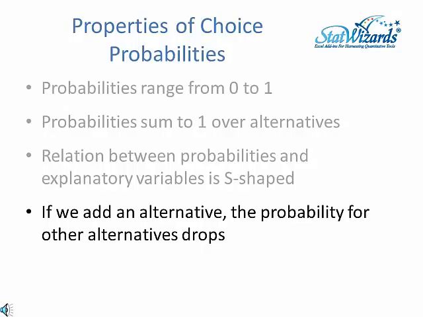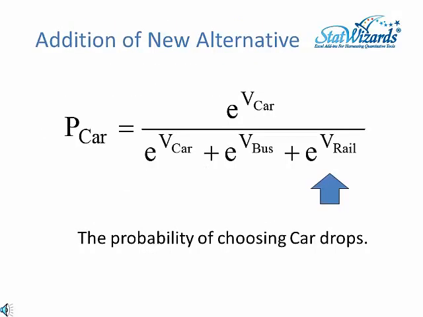Now we add another requirement to the list that we've been developing for choice probabilities. That requirement is, if we add an alternative, the probability for other alternatives drops. Our logit formulation supports this property nicely. If we add an alternative for rail, you can see from the above example that the probability for car decreases. Likewise, we can conduct the same analysis for bus, and the probability for bus would decrease.